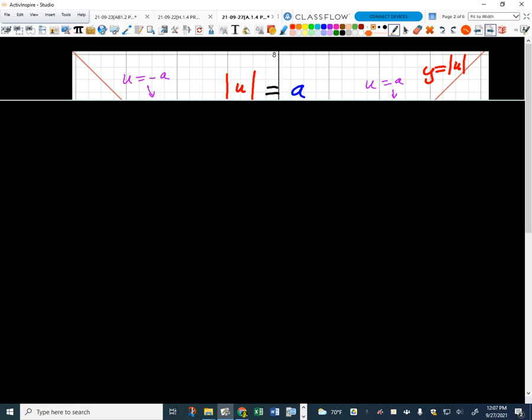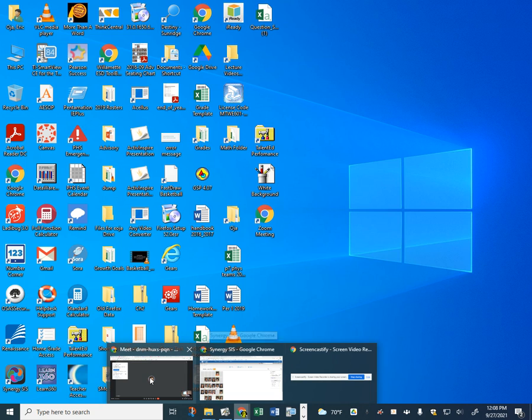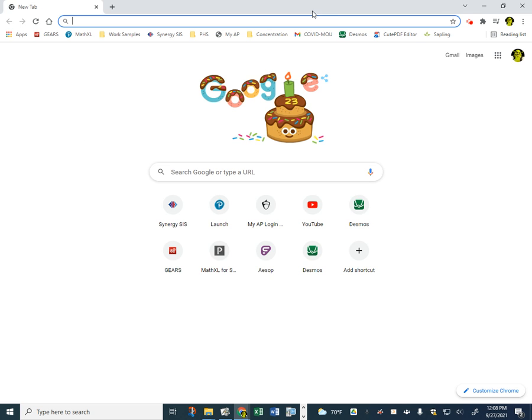Here's how we can use that. There's a little trick. I want to show you this little trick here. I can't remember if I showed this. I don't think I've showed this to you this year yet. I thought I had. Guess I didn't. All right, that's okay. So I'm going to pull up Desmos.